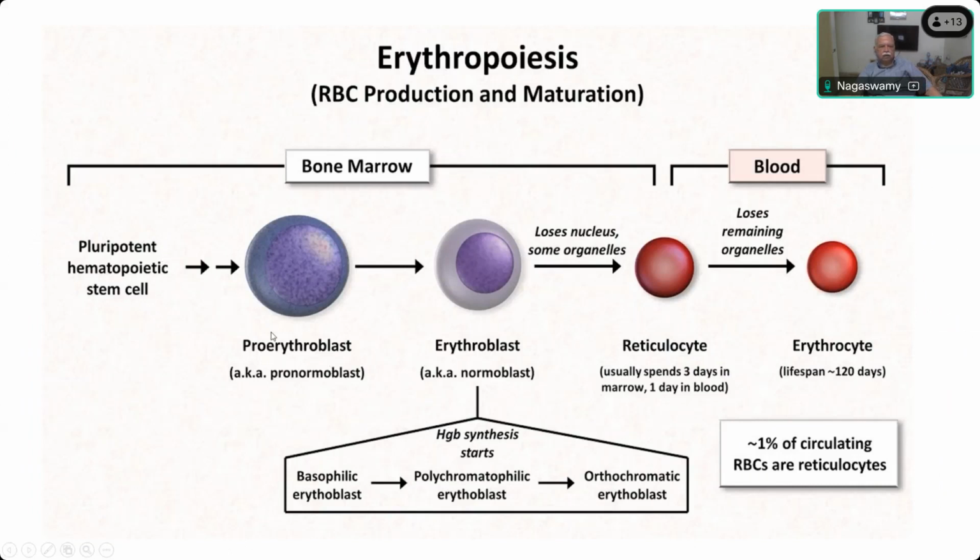From there you get the proerythroblast, and then it becomes erythroblast, and then reticulocyte, and then erythrocyte. So four stages are there: proerythroblast, erythroblast, reticulocyte, and erythrocyte. Now, what is the main difference you are seeing in this slide? Absence of nucleus. Loss of nucleus. At what stage is the nucleus lost? From the erythroblast to reticulocyte. So once it becomes the reticulocyte and erythrocyte, there is no nucleus.